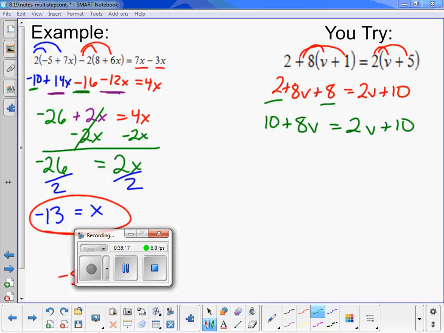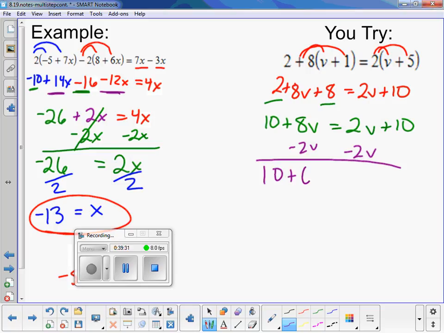And now I have the left-hand side simplified, the right-hand side simplified. I want to bring the smallest variable term to the biggest. Well, the smallest is the positive 2v, so I subtract it from both sides. So 10 plus 6v equals 10. And now the v's are together. I just need to get the stuff away from the v, so I need to move this 10 first. It's positive, so to move it, I subtract it from both sides. So these 10's cancel. Bring down the 6v. 10 minus 10 is 0.